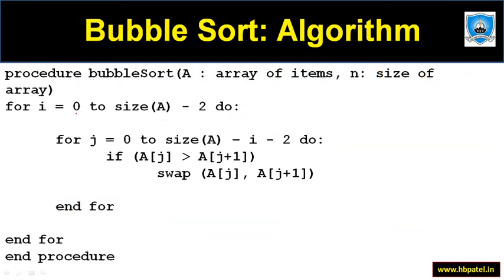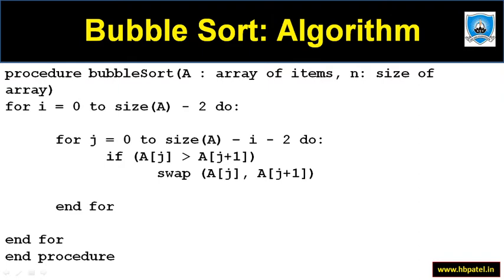So i works from 0 to size minus 1 and j starts from 0 to size minus i minus 2. And every time I compare j with j plus 1, and if required, we swap them. That's it. So this is the simple logic.